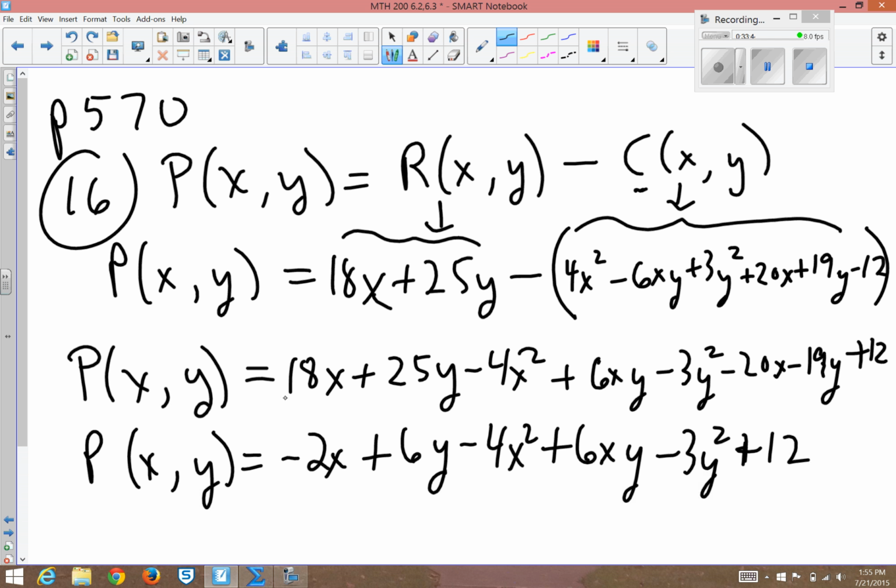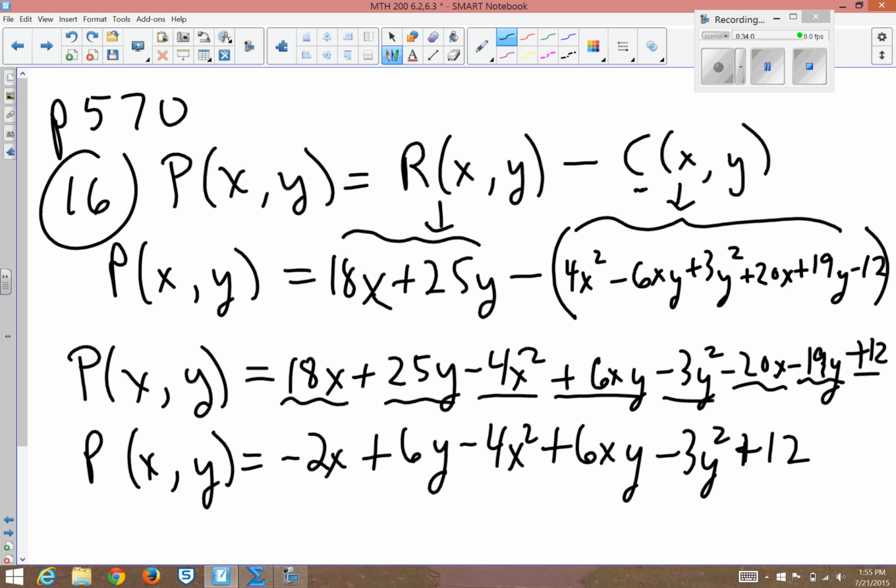So we just combine the 18x and the negative 20x, and the 25y and the minus 19y. I think all the rest of the terms just got brought down. I get negative 2x plus 6y minus 4x squared plus 6xy minus 3y squared and plus 12.